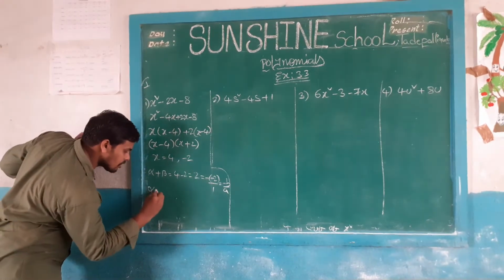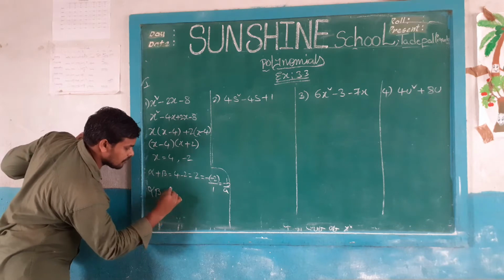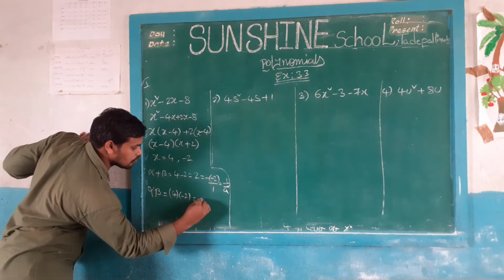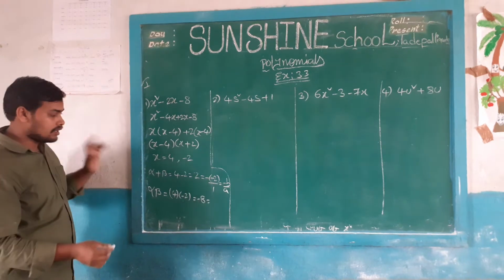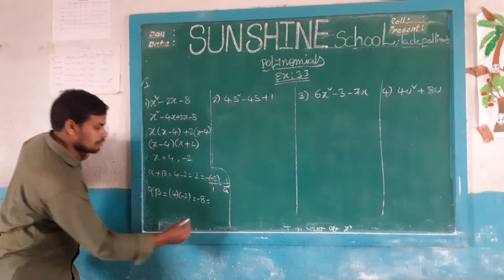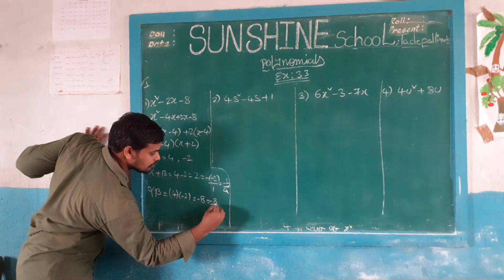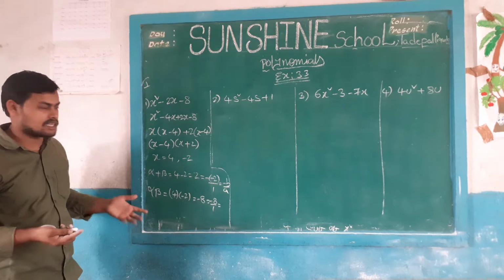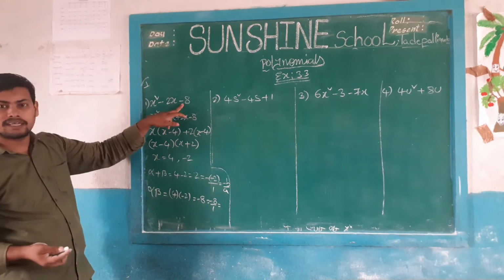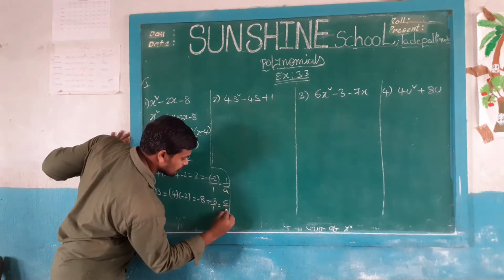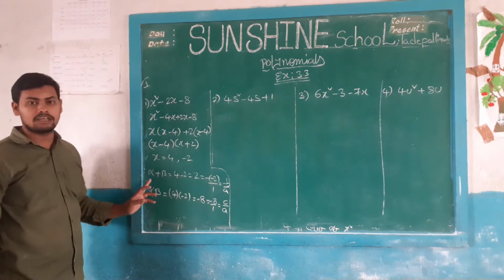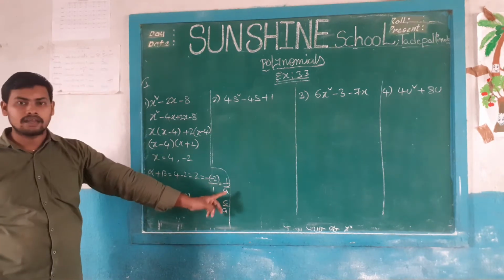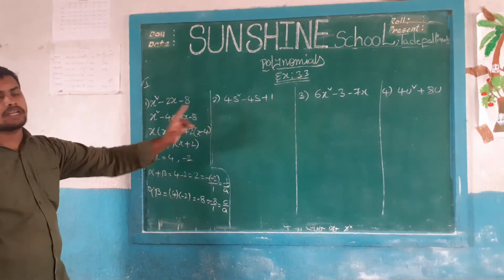In the similar way, alpha beta is 4 into minus 2, that equals minus 8. Again, how can you write minus 8? Minus 8 can be written as minus 8 by 1. So what is the value of minus 8? c by a. Okay, this is the relationship between zeros and their coefficients. Now move on to the next sum.